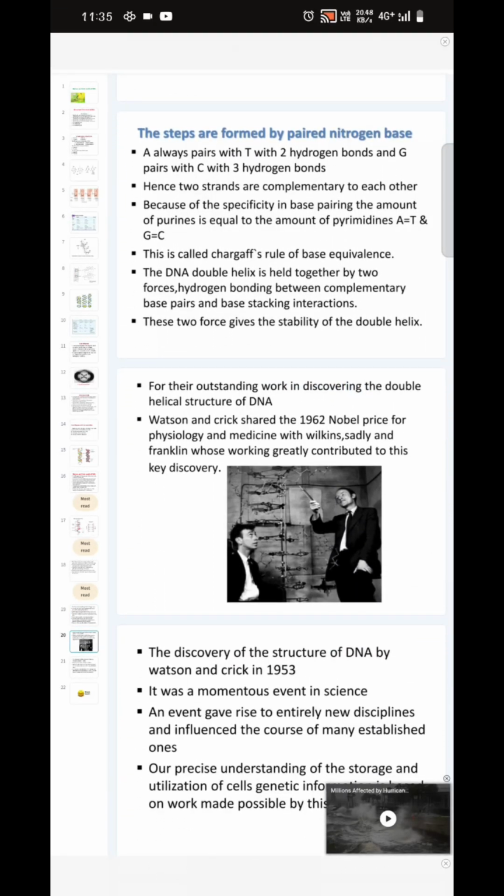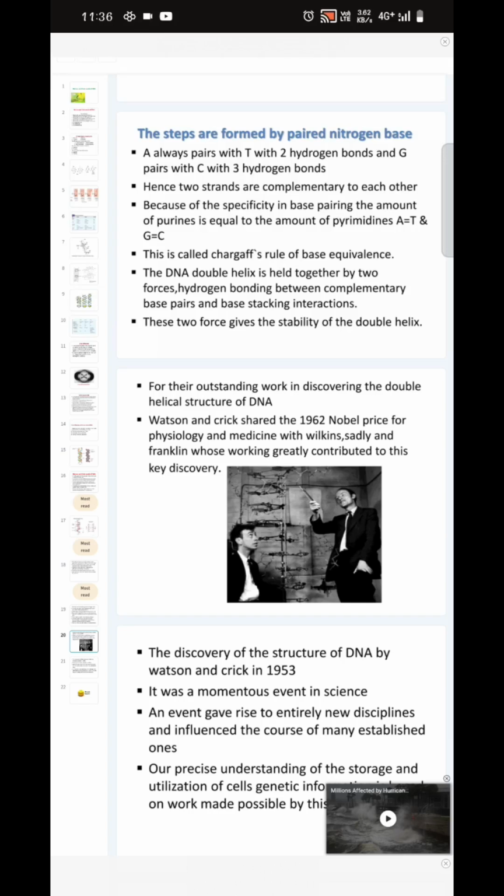A always pairs with T with 2 hydrogen bonds, and G pairs with C with 3 hydrogen bonds. Hence, the two strands are complementary to each other. Because of the specificity in the base pairing, the amount of purines is equal to the amount of pyrimidines. A is equal to T and G is equal to C. This is called Chargaff's rule of base equivalence.